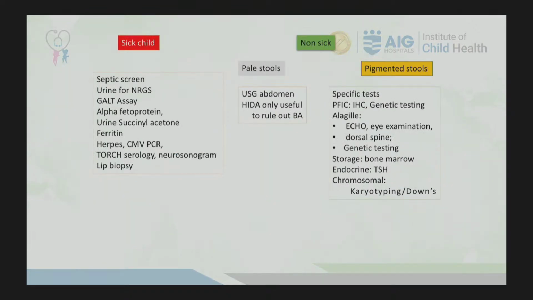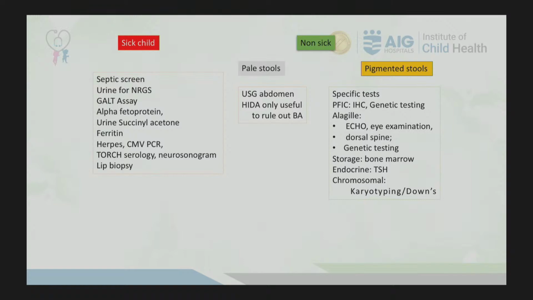In the sick child, look for septic screen, urine for non-reducing glucose, like Benedict test at bedside. If it is positive, do GALT assay, which confirms the diagnosis of galactosemia. Alpha fetoprotein, urine succinylacetone, which indicate tyrosinemia. High ferritin levels, which gives hemochromatosis, and TORCH profile will give clue about the TORCH infection.